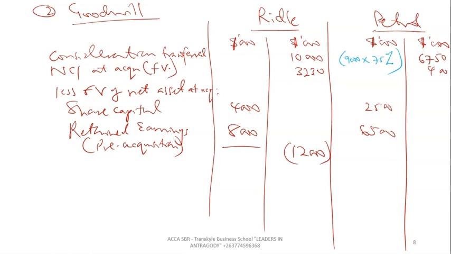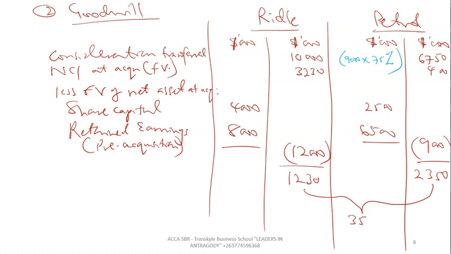Remember, these are net assets which should be deducted from our considerations and NCI above. So if we deduct, we are left with 1,230,000, and there we are left with 2,350,000. Then we have to add these up to get the total goodwill of 3,580. Then when we do this, we can congratulate ourselves as having passed the exam.